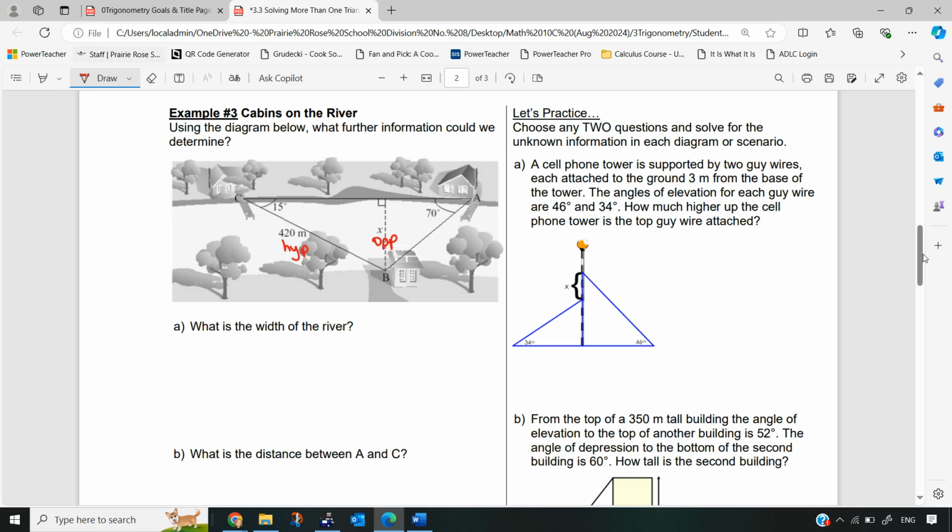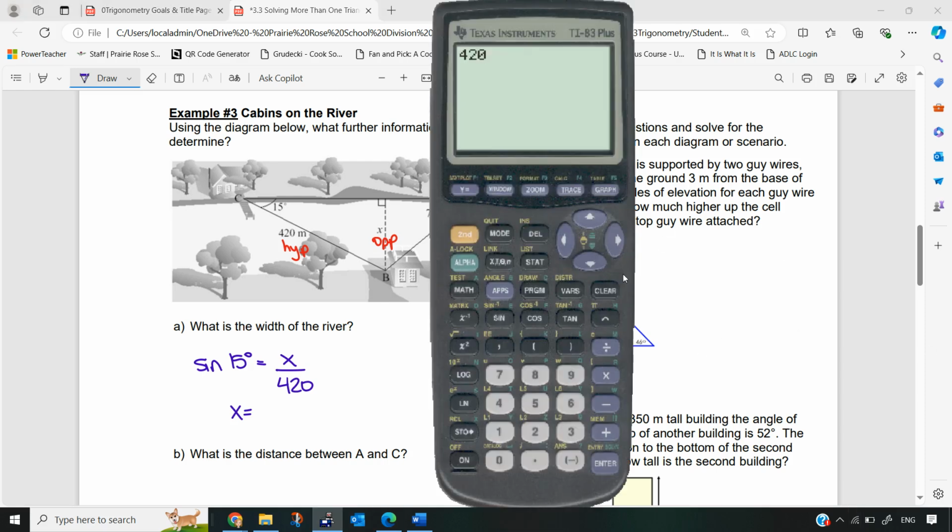we're going to be using the sine ratio. That gives us sine of 15 degrees is opposite, which is X, over hypotenuse, which is 420. To get X by itself, we're going to be multiplying 420 times sine 15. My calculator, 420 times sine 15 gives me 108.7.